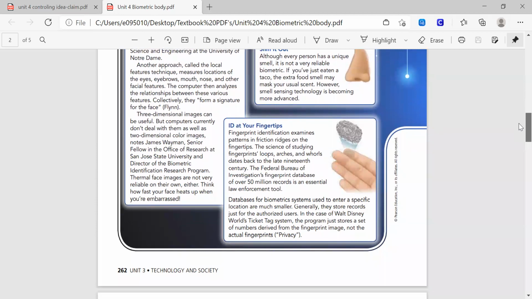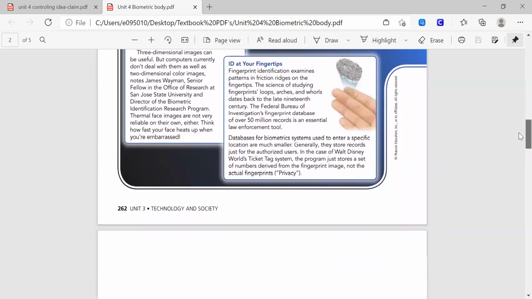Databases for biometric systems used to enter a specific location are much smaller. Generally, they store records just for the authorized users. In the case of Walt Disney World's ticket tag system, the program just stores a set of numbers derived from the fingerprint image, not the actual fingerprints.